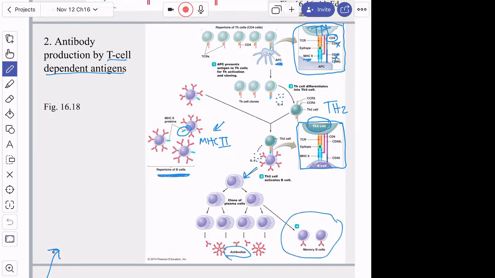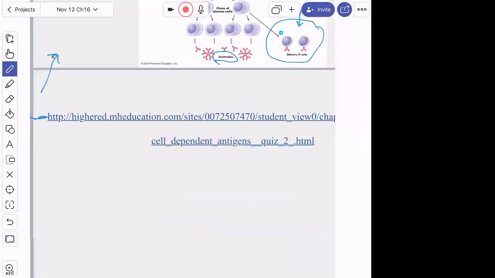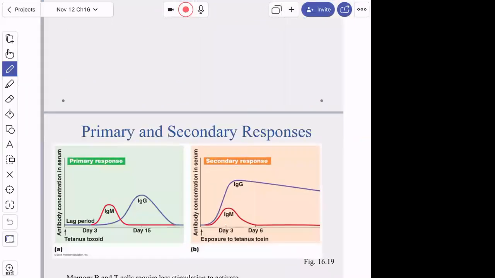Okay, also get some memory B cells that are going to circulate for much longer. And the next time these memory B cells recognize that same antigen, they don't need that T helper 2 cell stimulation. They can start making antibodies all on their own. Okay, questions? Okay. So definitely check out that animation.